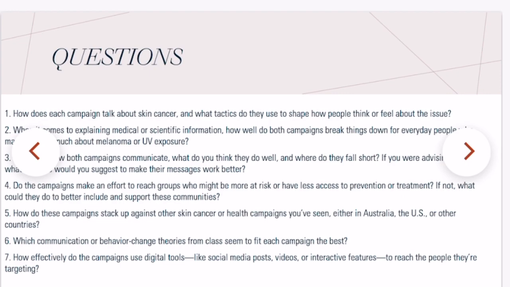Do the campaigns make an effort to reach groups who might be at more risk or have less access to prevention or treatment? If not, what could they do better to include and support these communities? How do these campaigns stack up against other cancer or health campaigns that you've seen, either in Australia or the US or other countries? Which communication or behavior change theories from class seem to fit each campaign the best? And lastly, how effectively do the campaigns use digital tools like social media posts, videos, or interactive features to reach the people that they're targeting?